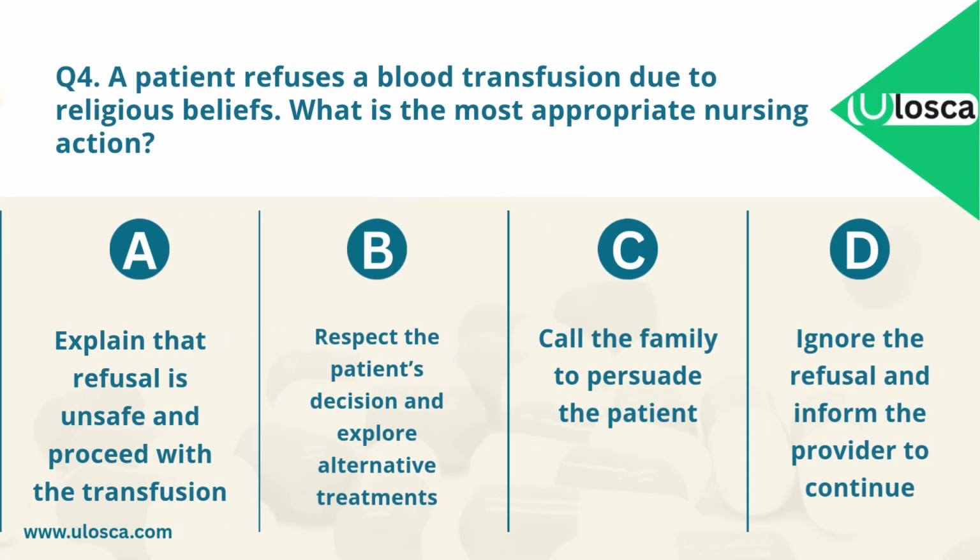Question 4. A patient refuses a blood transfusion due to religious beliefs. What is the most appropriate nursing action? A. Explain that refusal is unsafe and proceed with the transfusion. B. Respect the patient's decision and explore alternative treatments. C. Call the family to persuade the patient. D. Ignore the refusal and inform the provider to continue. Which one is the correct answer?